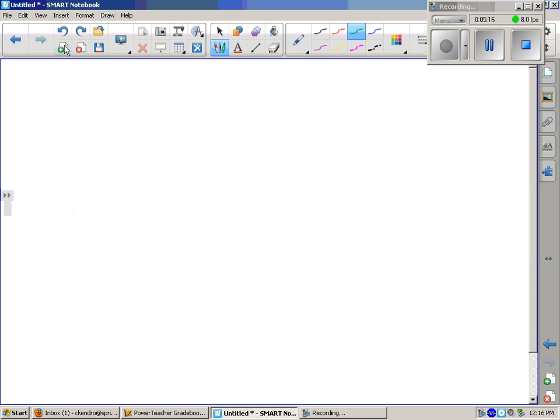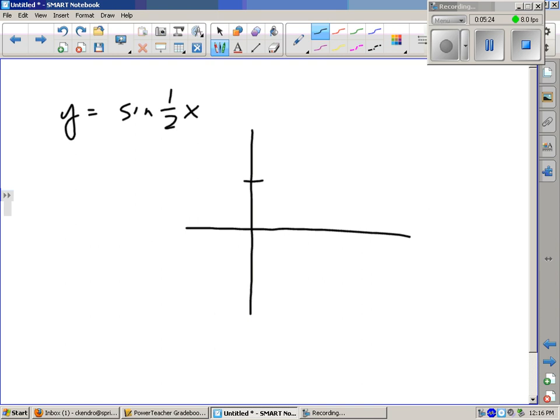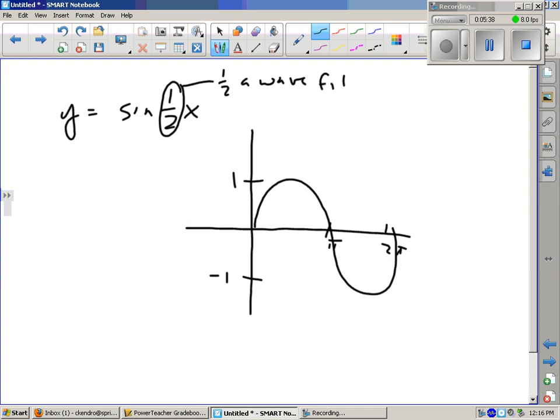Let's see what happens when I change it to a half. y equals sine 1/2 x. Here's 1, -1, pi, 2 pi. Normal sine wave looks like so. This says that half a wave fits in 2 pi length. So only half a wave, which means just the top half fits into 2 pi. So we're going to have to extend our graph. Here's 3 pi and 4 pi to finish the whole thing.